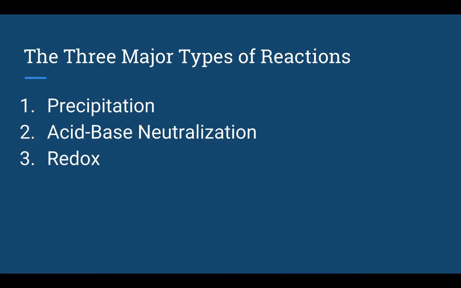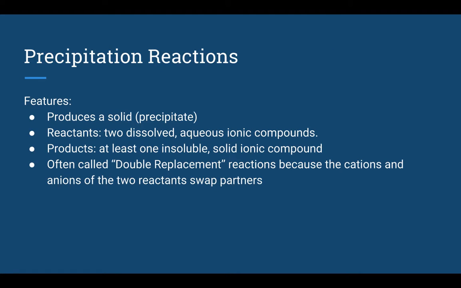So the three major types of reactions are listed here: precipitation, acid-base neutralization, and redox. And I'll just jump right in and start by talking about precipitation reactions. So a precipitation reaction is one that produces a solid, and we call that solid a precipitate. Right? It's kind of like snow falling from the sky is precipitation. So same kind of idea here.